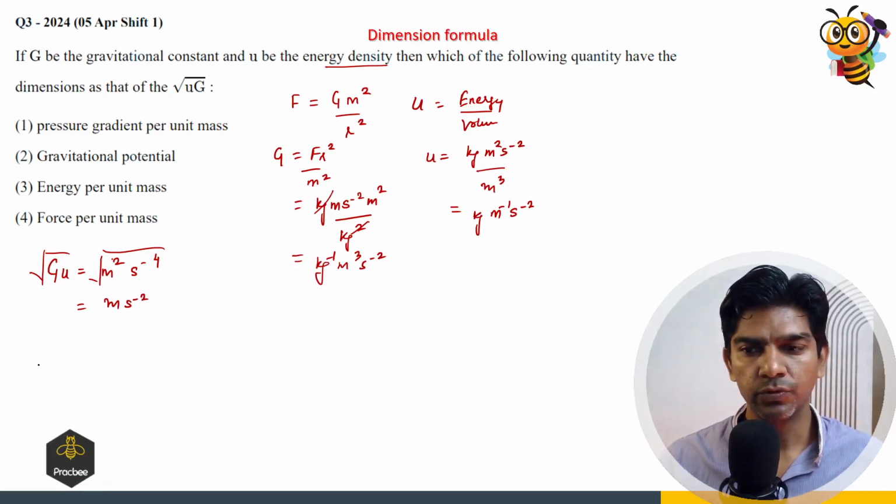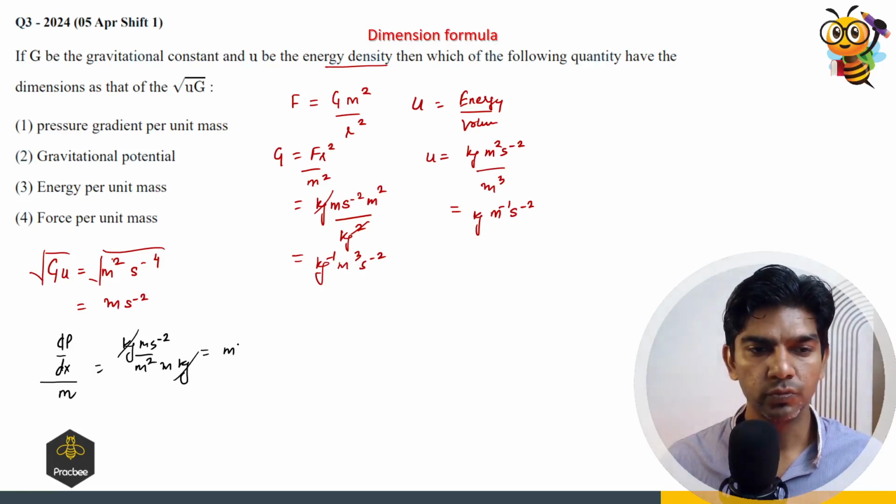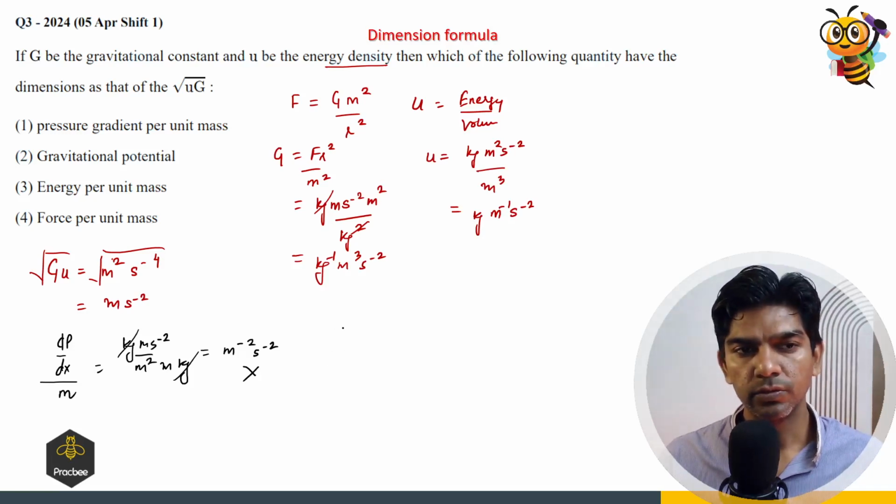So let us see the dimension for option 1. So it is pressure gradient per unit mass. So pressure gradient is dP by dx divided by mass. Pressure is force upon area. So for force, force is mass times acceleration, kilogram meter second raised to power minus 2. Area will be m square, and this dx is nothing but the distance. So m and mass is kilogram, right? So this will give us meter raised to power minus 2 second raised to power minus 2. That is incorrect.